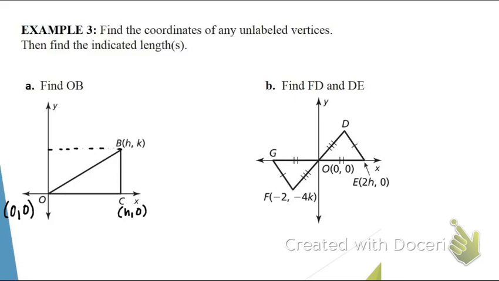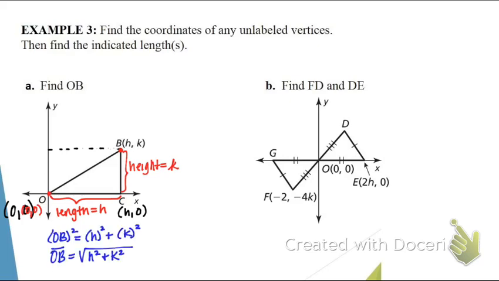So what else do we know about this problem? Okay. We know that the length is going to be H. And we know that the height is K. And that's really all that we needed to do here. All right, so let's look at part B. Oh, we needed to find the length of OB. Okay, so OB is the hypotenuse of a right triangle.